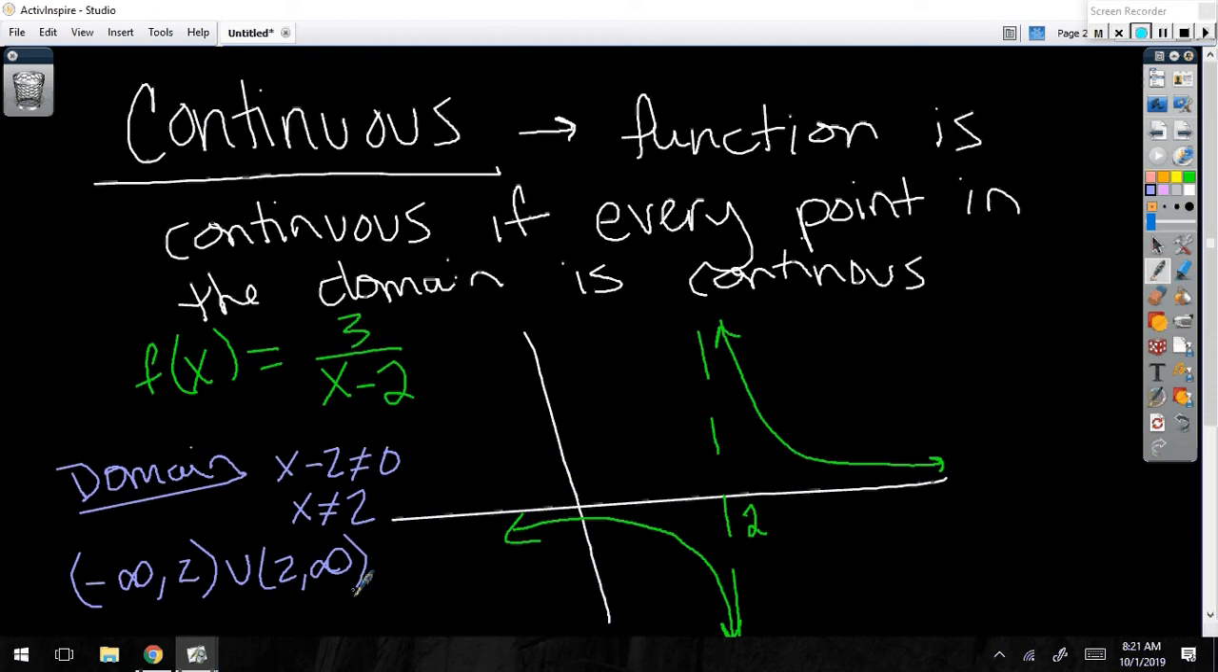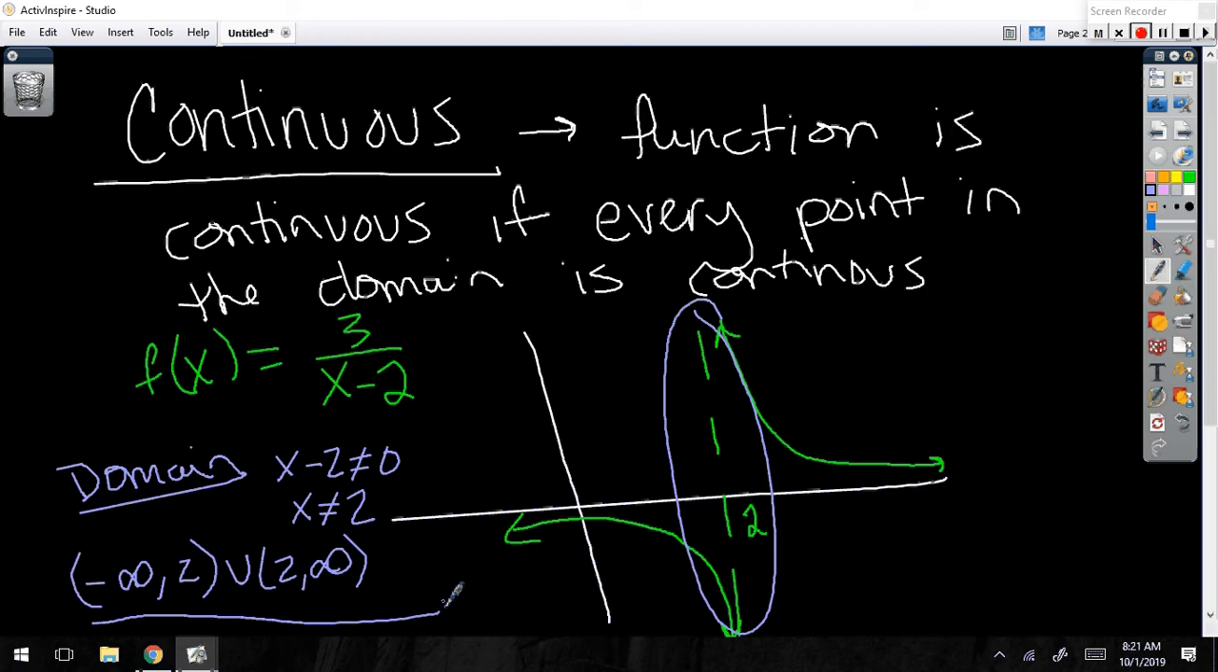So my original question goes back, is that function continuous? Well, look at the definition of continuity. It's continuous if every point in the domain is continuous. Well, the only part that's not continuous is what? Is that in my domain? Look at your domain. Is that in your domain? I left 2 out of the domain. Since I left it out of the domain, then I can say, yes, this function is continuous. Why? Because it is continuous for every point in the domain. Okay? Does that make sense?